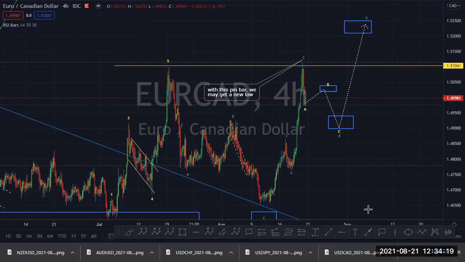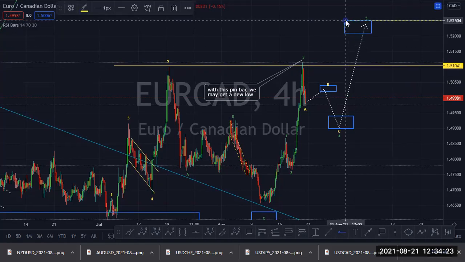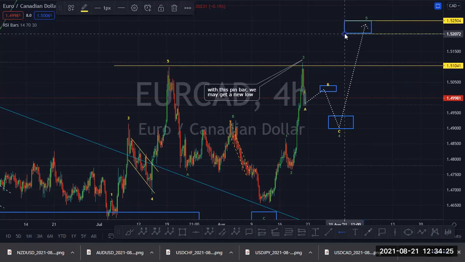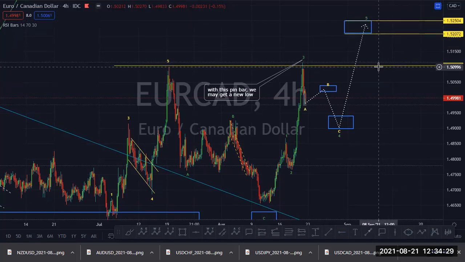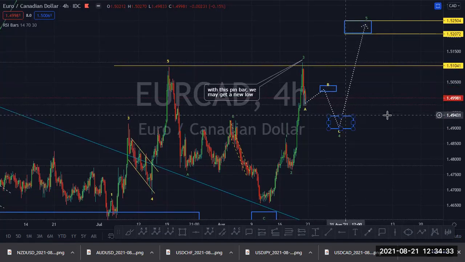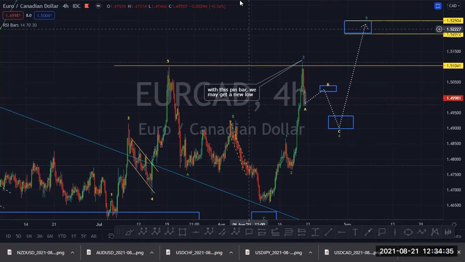We expect the buying to halt, at least for a moment. So this is where I expect it to halt. So buying this makes sense. Selling from here also makes sense. That is for Euro CAD.